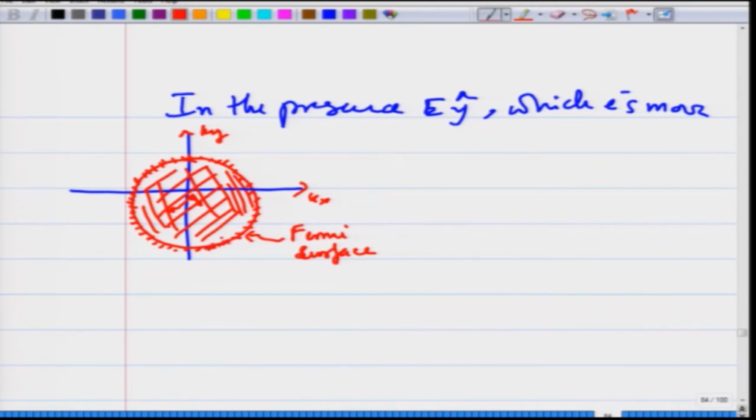Only the electrons sitting on this surface, at the boundary between occupied and unoccupied states, all these electrons occupying states near the Fermi surface are the ones which will start moving, because there are vacant momentum states available. These are all occupied states and outside are unoccupied states. So, the electrons which are deep inside cannot move, their movement is completely forbidden, because there are no available states for them to move into.